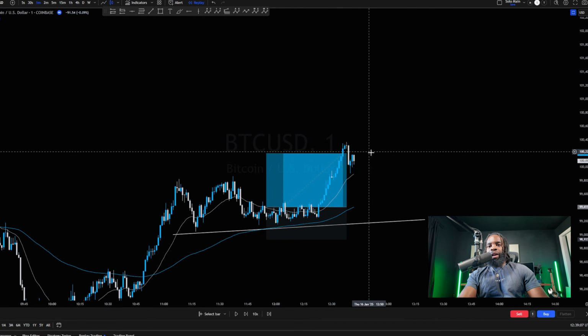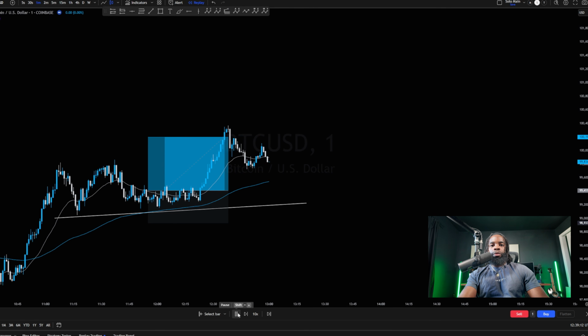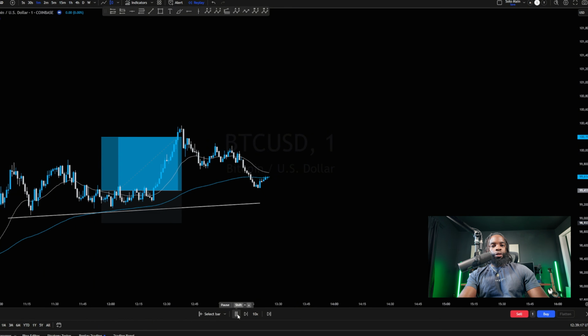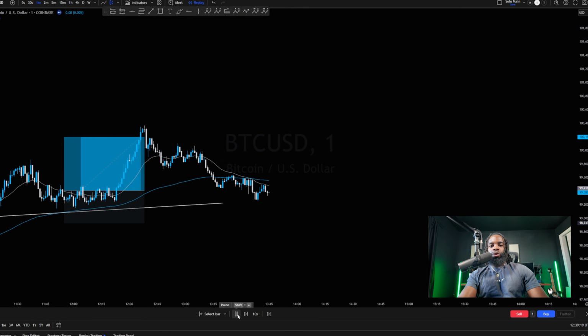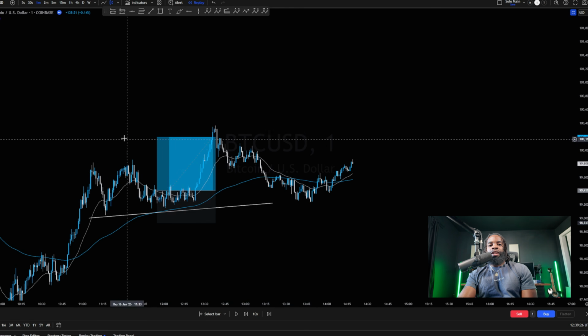Notice we got another pullback here, so this counts as pullback 1. As you see, it's going further down, so basically this whole initial thing could be our first pullback here, and it's going further down more, and I'm gonna explain to you guys why this happens. As you guys see, the market pulled back a lot more than it anticipated.